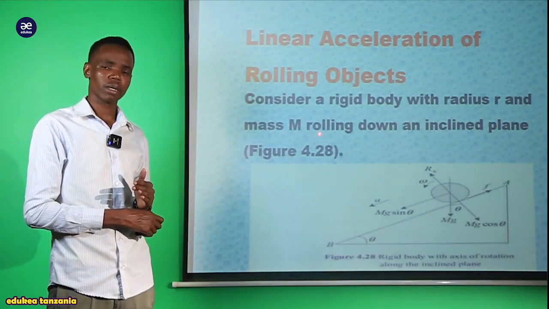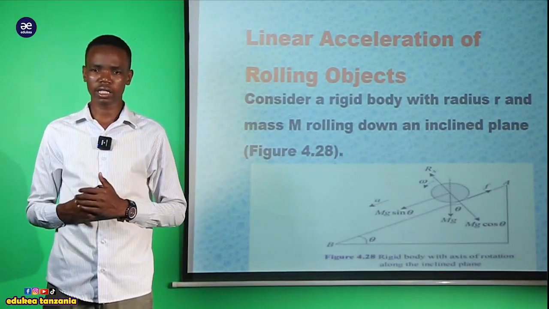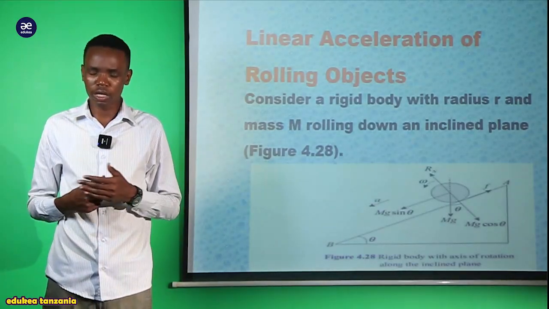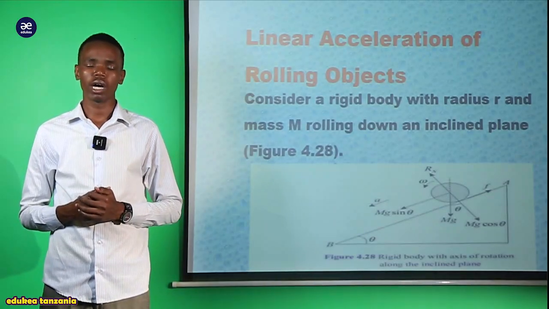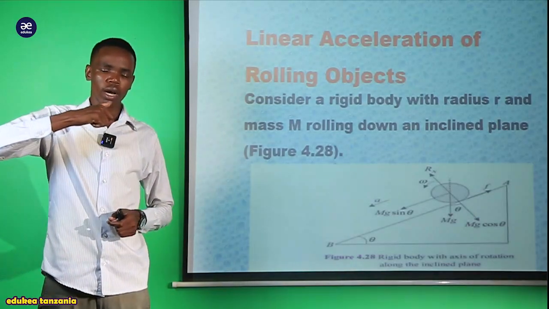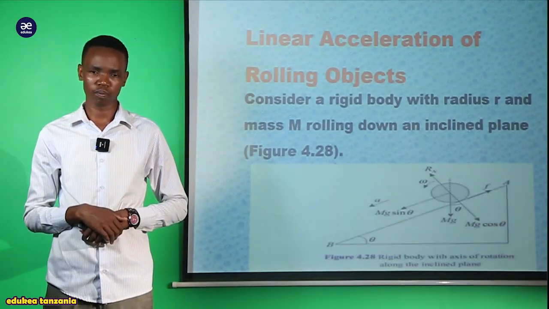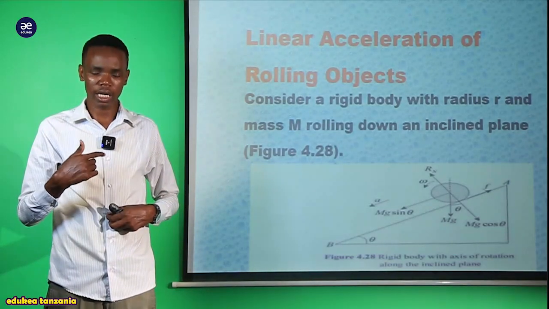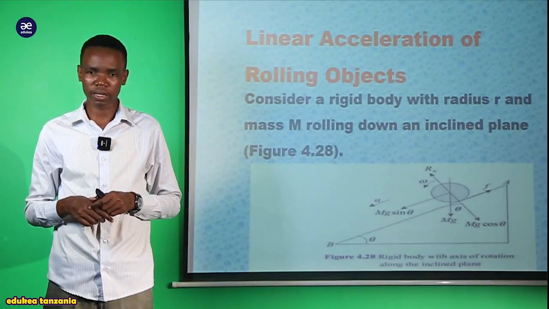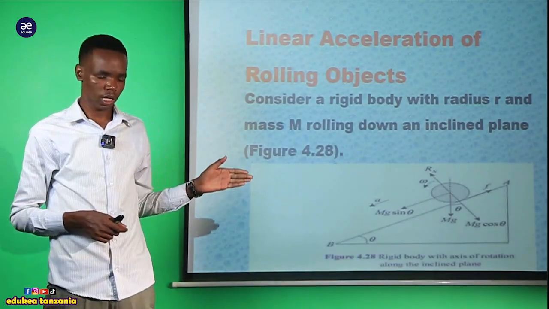We are supposed to consider the rigid body, and that rigid body has the radius and also the mass m. It is trying to roll down an inclined plane. Now, how can we get the linear acceleration? We have the rigid body, and that rigid body is placed at the top of the inclined plane, trying to roll downward toward the bottom. It contains the mass and also the radius, as we try to see.